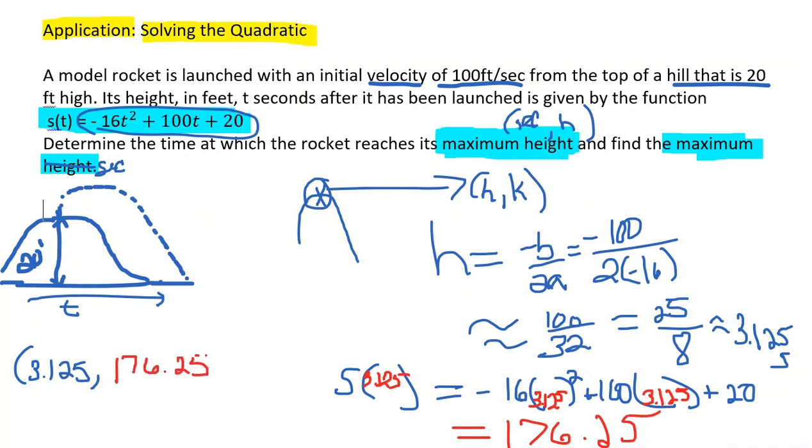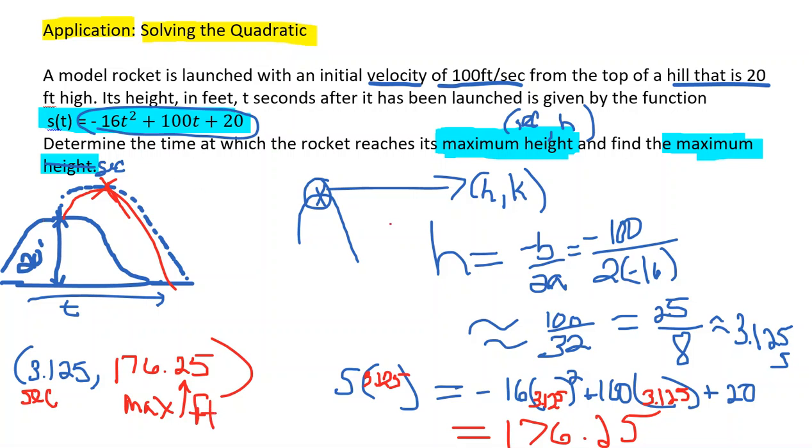All right, so I know that this is my maximum height. That's how high. That's this point right here. It's where it reached its maximum height. So if I was to draw it, it should look something like that. And it took 3.125 seconds to reach it. And this is in feet.